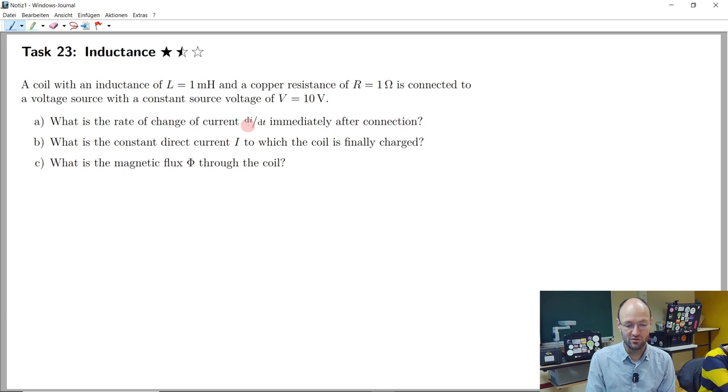And so now the question is, what is the rate of change of current immediately after we connect the coil to the voltage source? What is the constant current that we get in the coil after waiting for a certain time? So if this coil is fully charged, finally charged, and what is the magnetic flux through the coil? So let's start with task A.